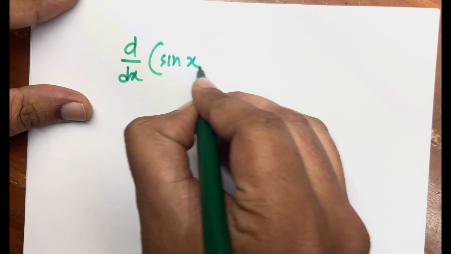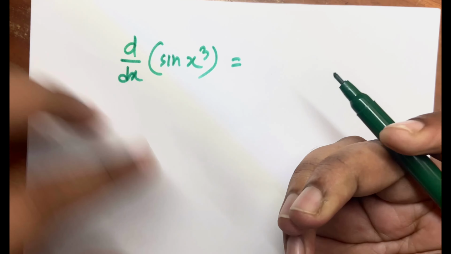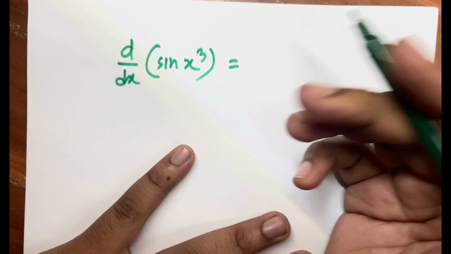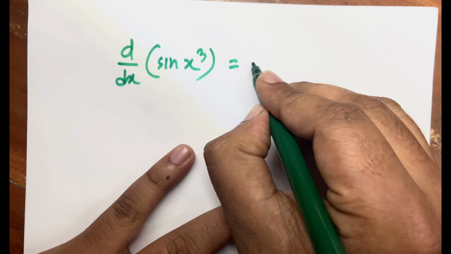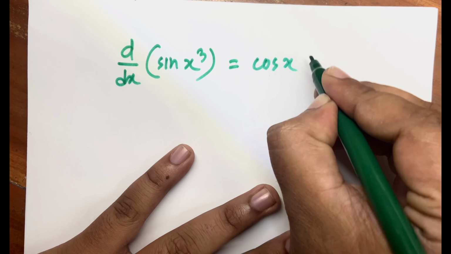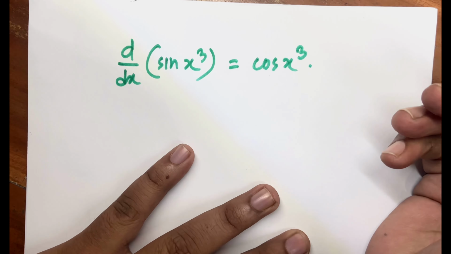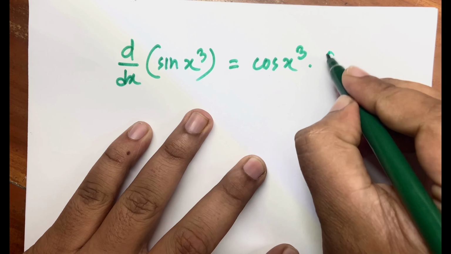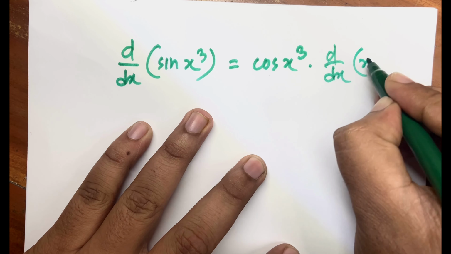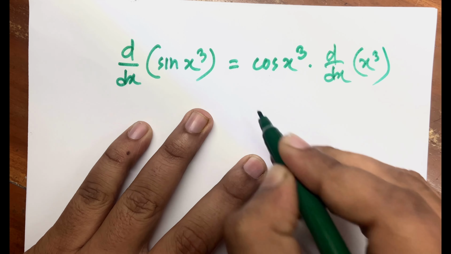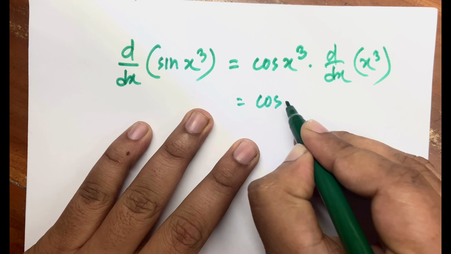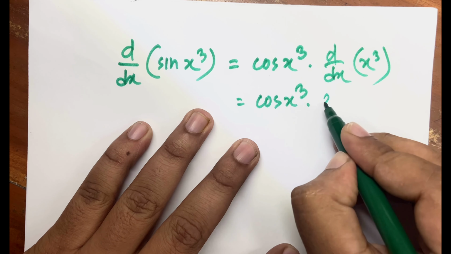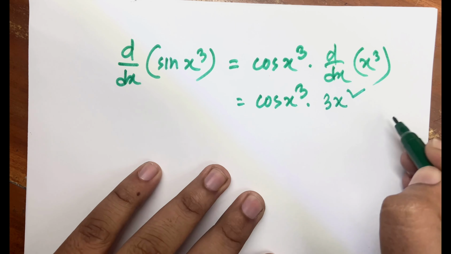Okay, d/dx of sine x cube. So what is the value of sine x cube? Sine x, if you take d/dx of sine x, we find cos x, so easily we can say cos x. So x is x cube, and now you can take d/dx of x cube. So you can say easily cos x cube dot d/dx of x cube, which is 3x square. So this is the answer.